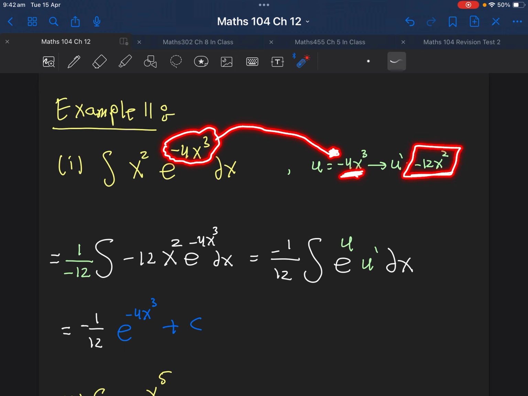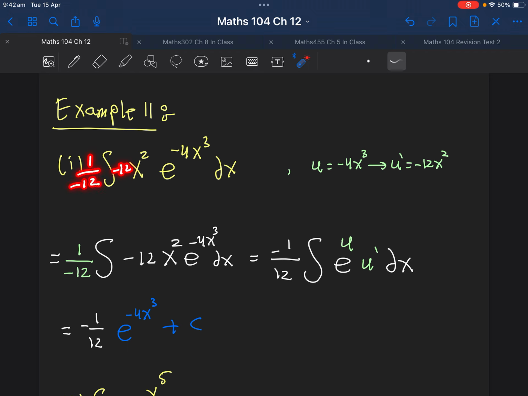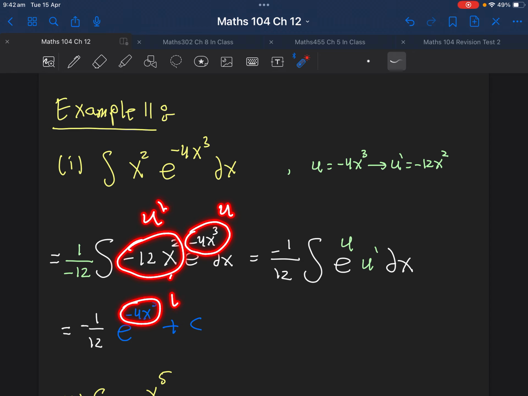It becomes negative 12x squared. Now, in the question, I have x squared, so I'm missing negative 12. To fix it, you will add negative 12, and then you will divide by negative 12. This is the same trick we did before in the power rule. Now this one is a perfect derivative, and this one u. If you have this one u and this one u prime, the answer is just e power u. And that's how we get this one.